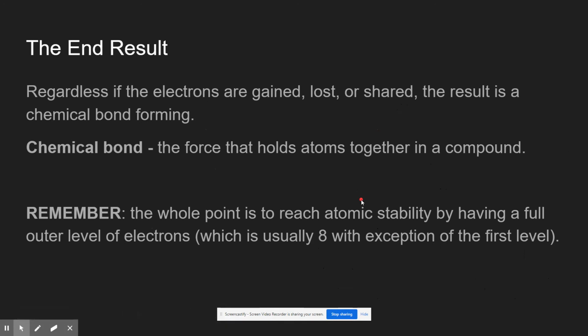All right. So regardless of if the electrons are gained, lost, or shared, the end result is a chemical bond, and a chemical bond is the force that holds the atom together in a compound. And the whole point of chemical bonding is to reach atomic stability, to have a full outer level of electrons. And that's usually 8, except for that first level, which is considered full with just 2.